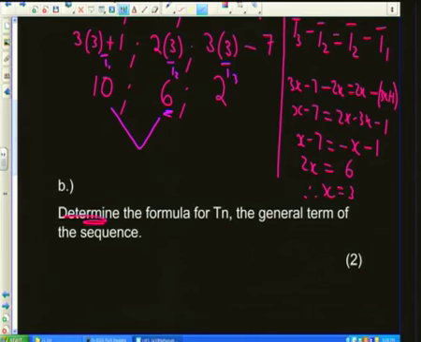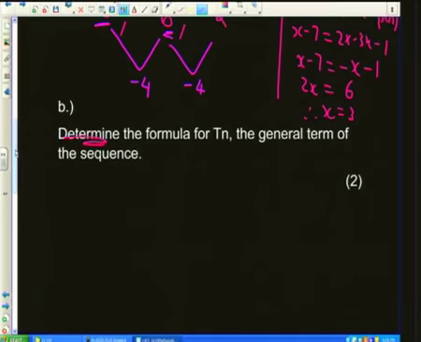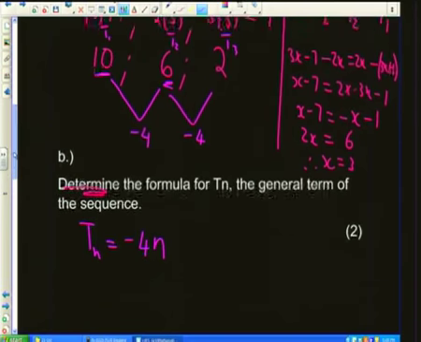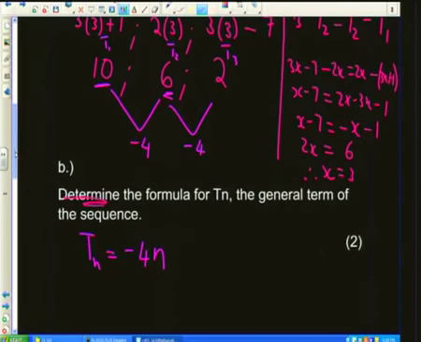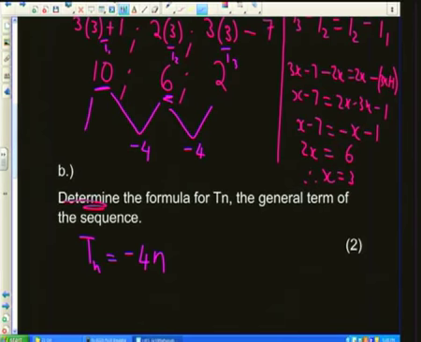Now you say 6 minus 10, you get a negative 4, and 2 minus 6, it's negative 4. All right? So now you have the difference, which is negative 4. So what you do is you say Tn is negative 4n. Now watch, guys. If I want to find the first term, I want to get 10, right? From this, you substitute by 1 here. So if you substitute by 1 there, you get negative 4.